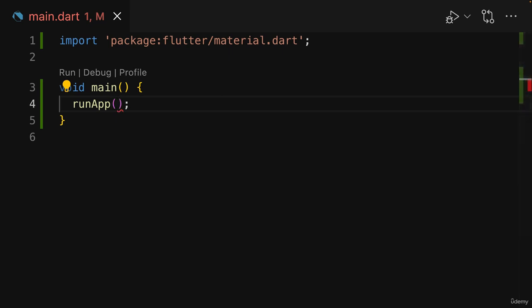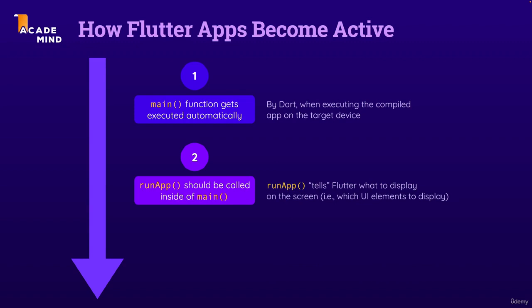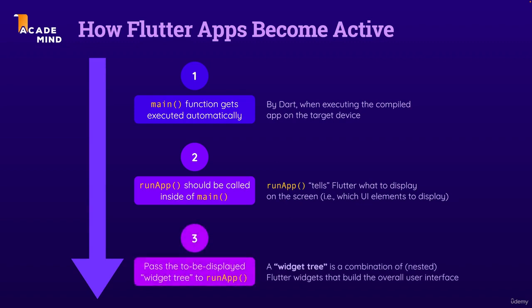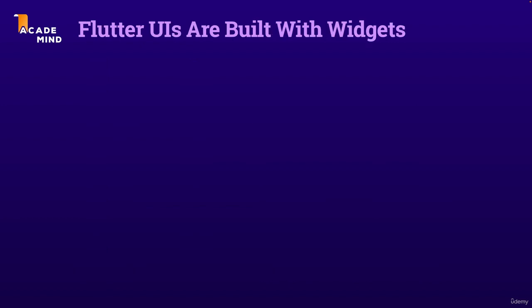And this should make a lot of sense because, like this, at the moment, how would runApp know what to display on the screen? Well, the input value it needs is the content that should be shown on the screen. So the user interface it should show on the screen. And for that, runApp needs a so-called widget or widget tree as a value. Because Flutter user interfaces are built with widgets.